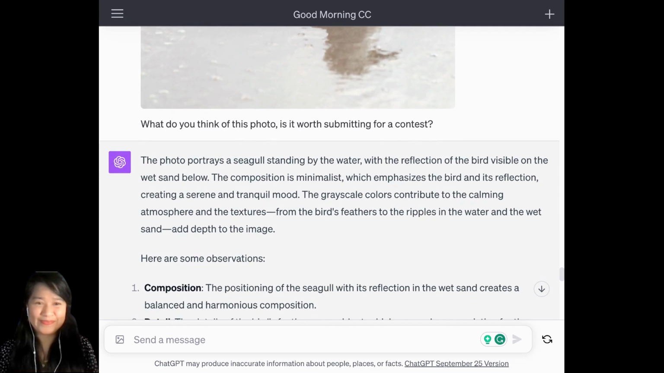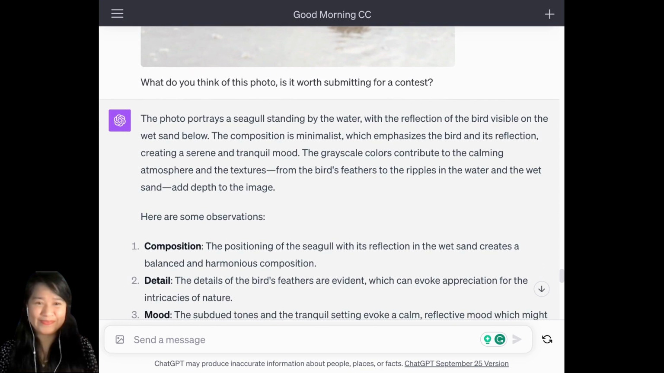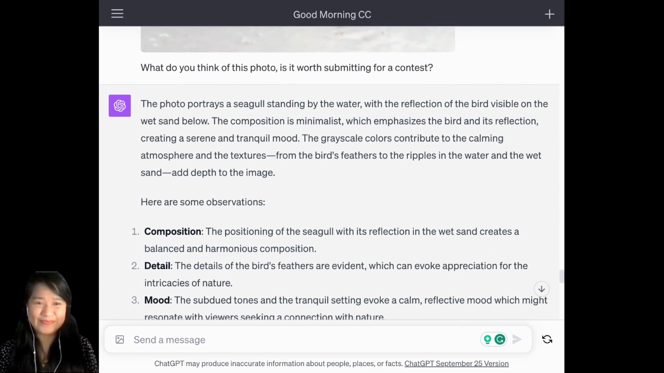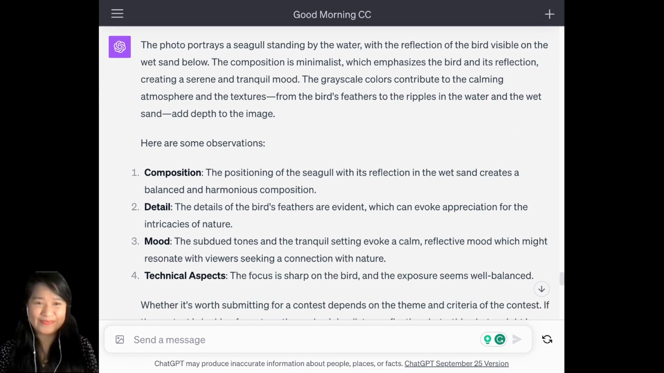And then it portrays a seagull standing by the water with reflection of the bird visible on the wet sand below. The composition is minimalist, which emphasizes the bird and its reflection, creating a serene and tranquil mood. The grayscale color contributes to the calming atmosphere, and texture from the bird feathers to the ripple of the water and the wet sand add depth to the image.